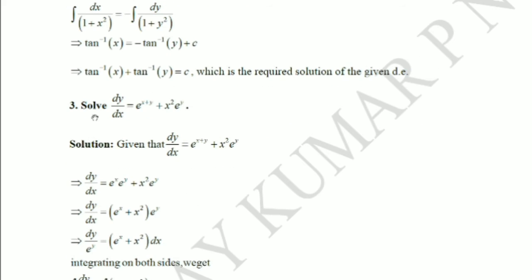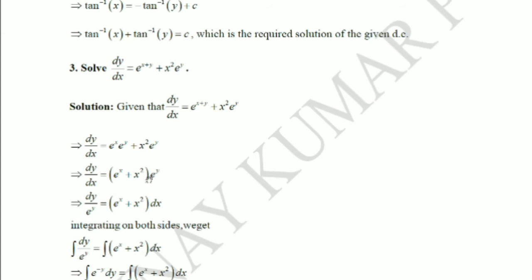In the next one, they have given dy by dx equal to e to the power of x plus y plus x square into e to the power of y. Here, terms of x and y are mixed. And one more thing, we have both the variables as a power of e, sum of power of e. First, we'll separate this. We know that we can write e to the power of x plus y as e to the power of x into e to the power of y.